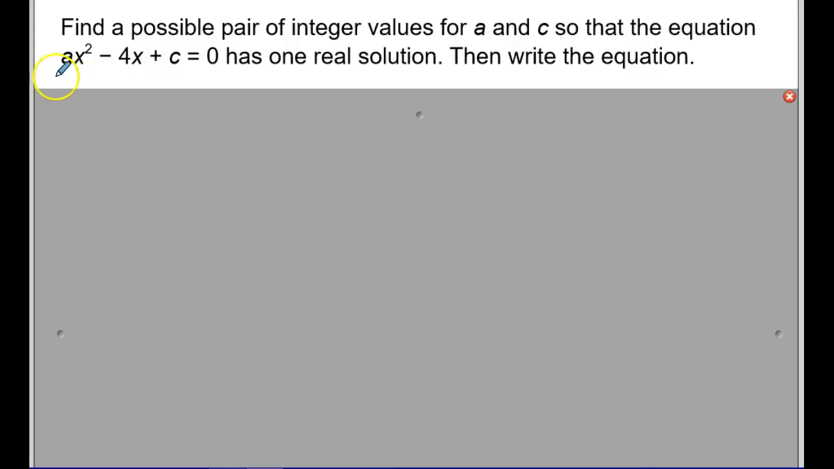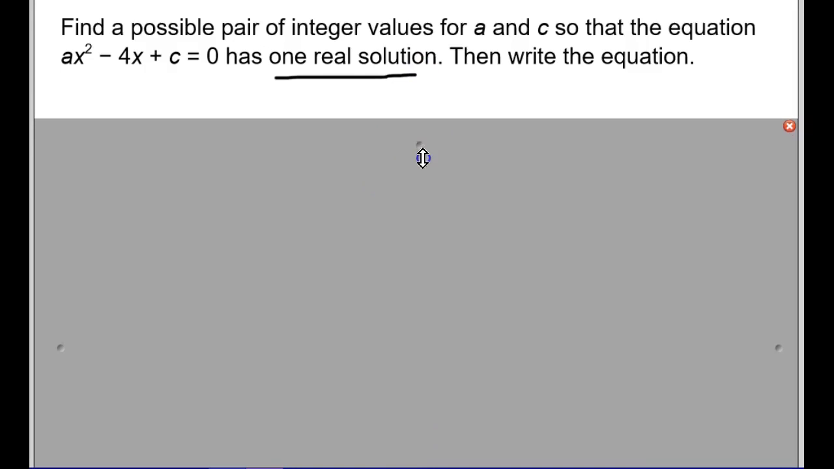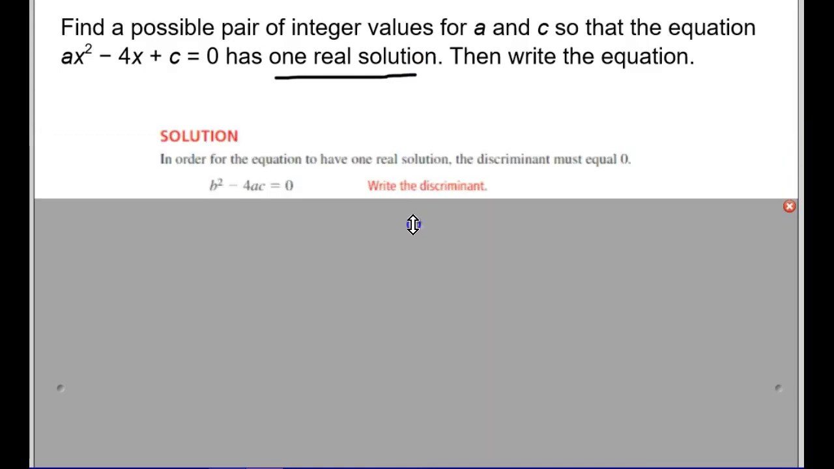Okay, so now we can also take this equation, just our standard form, and figure out what we're looking at. So here I'm finding a possible pair of integer values for a and c so that the equation ax squared minus 4x plus c has 1 real solution. Then write the equation. Well, since I'm told how many solutions I'm dealing with, I know I'm going to want to use the discriminant. So that's the first thing I do: I set my discriminant equal to 0.